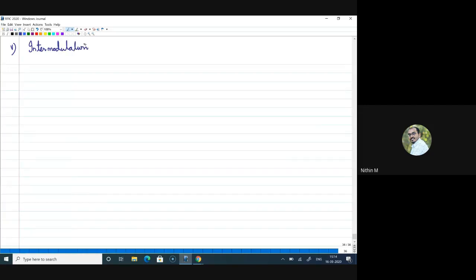We call it intermodulation. Probably you have been hearing about intermodulation since the second or third class, whenever we wrote the components at the output of a nonlinear system using the polynomial. From then I have been using this word intermodulation, right? So today we will understand intermodulation in a little more depth.